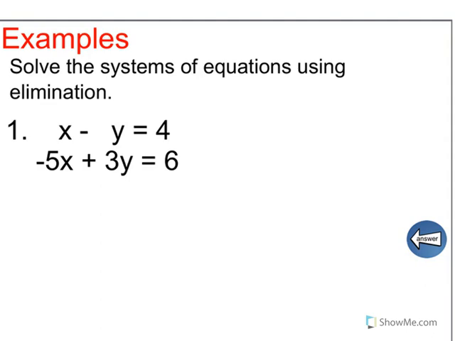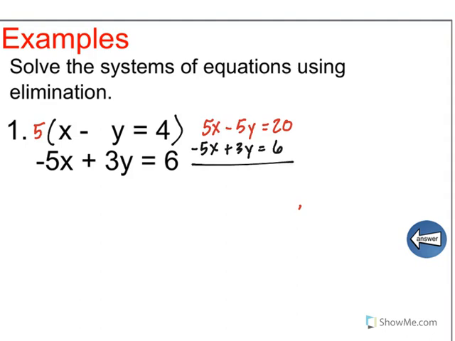So in order to eliminate the x's, I'm going to have to get a common coefficient here. So in order to cancel out with negative 5, I would need there to be a positive 5 in front of this x. So I'm going to multiply everything by positive 5. Now remember that I have to multiply this entire top equation. So this is going to change to 5x minus 5y is equal to 20. The bottom I didn't change, so the bottom is still going to be negative 5x plus 3y equals 6.